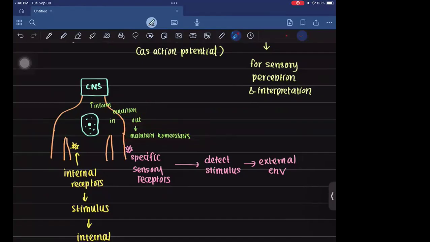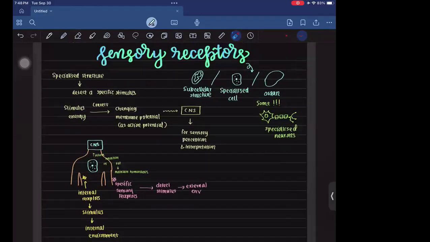So there are two types. One type can detect the stimulus from the external environment. There are specific sensory receptors to detect the stimulus from the external environment, and there are others which are internal receptors which will be detecting the stimulus from the internal environment. So this is the introduction. Did you all understand? Is it clear? Any doubts, everyone? If you have doubts, please feel free to ask.